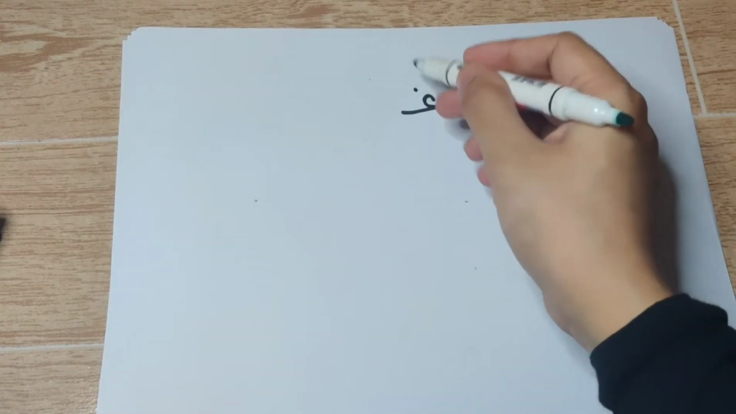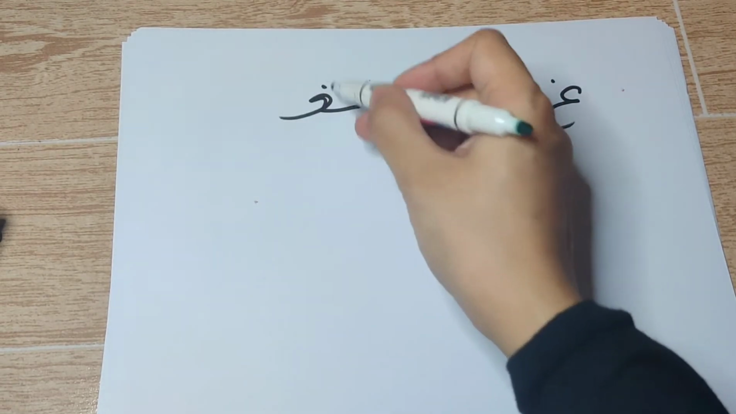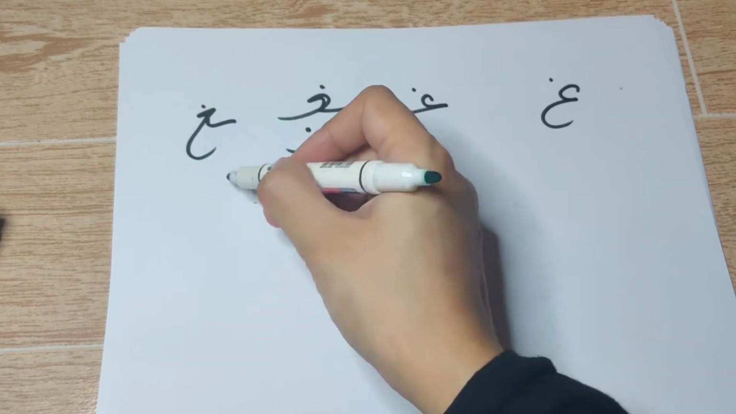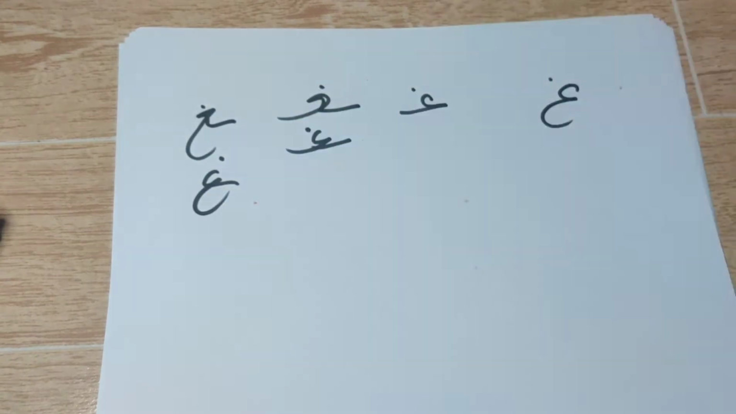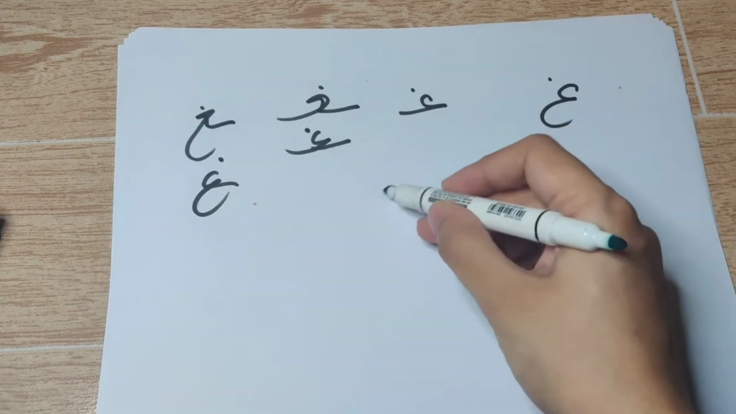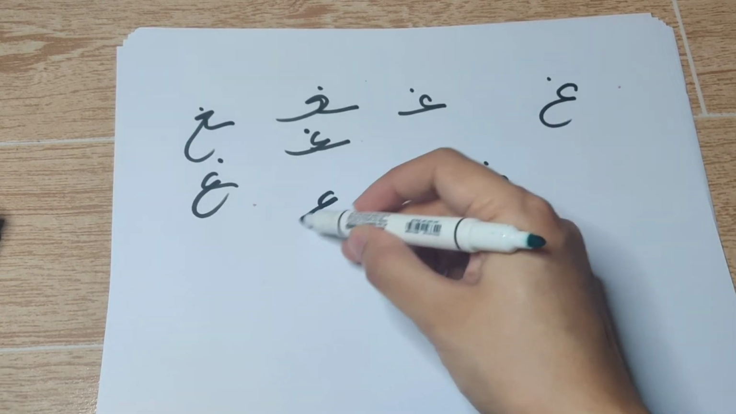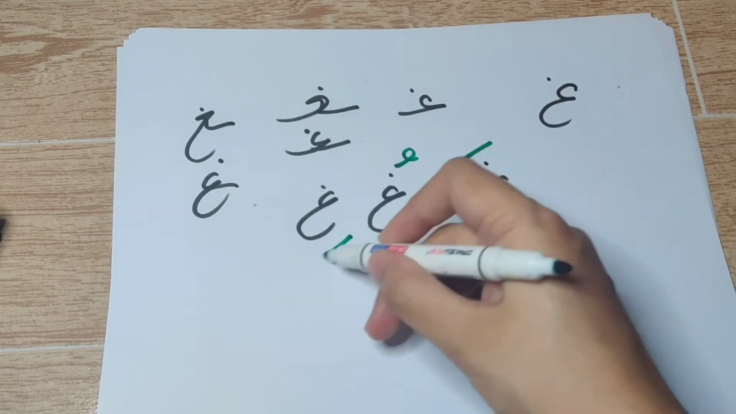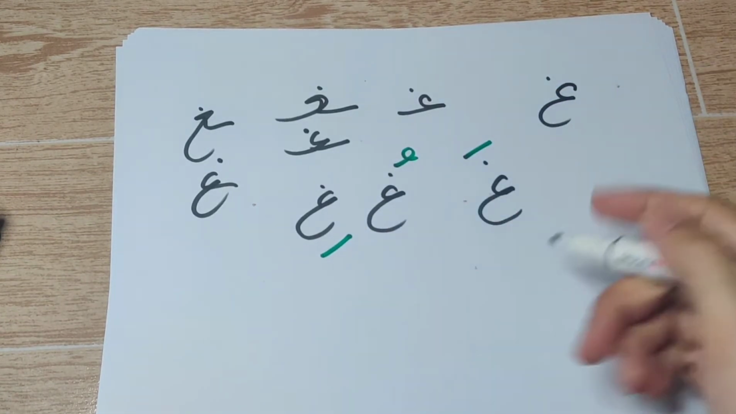The lesson for today is harful ghayn. So ghayn, this is how you write it in the beginning, in the middle, and in the end. The middle and the end have two ways of writing, and that's what it is. Ghayn has a dot on top and ayn has no dot, and this is how we read it with fatha, dhamma, kasra: gha, ghu, ghi.